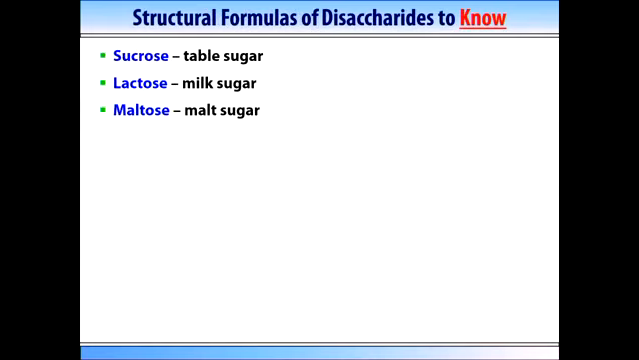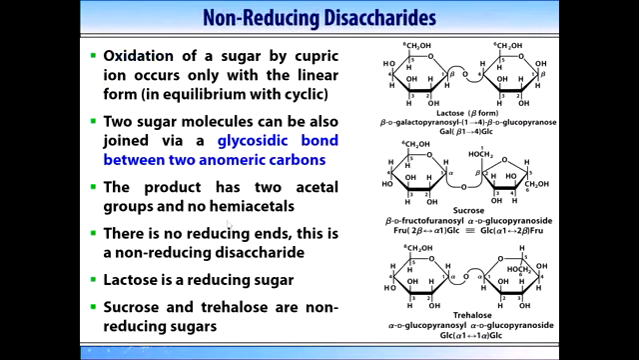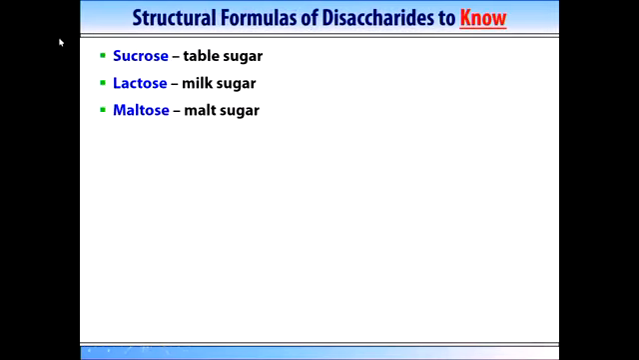Okay, here are the three disaccharides that I would like you to remember: sucrose, lactose, maltose. Maltose is basically two glucoses. Lactose is a polymer of galactose and glucose, and sucrose is just regular table sugar, so it's good to know the formula.